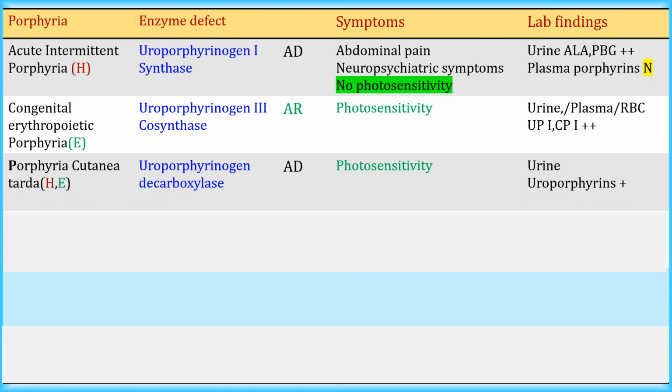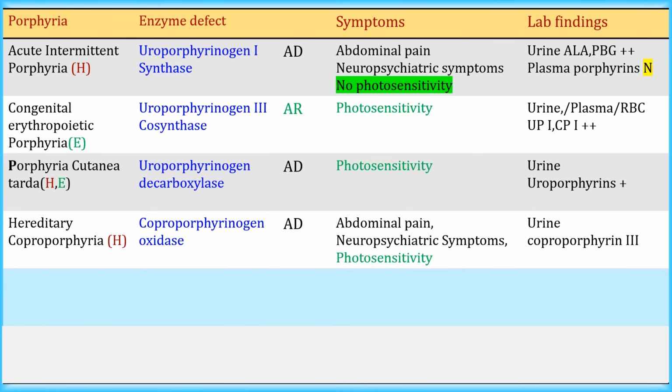Then porphyria cutanea tarda, which is the mixed type, both hepatic and erythropoietic. It occurs due to an enzyme defect in uroporphyrinogen decarboxylase. It is an autosomal dominant condition associated with photosensitivity, and urine has uroporphyrins.